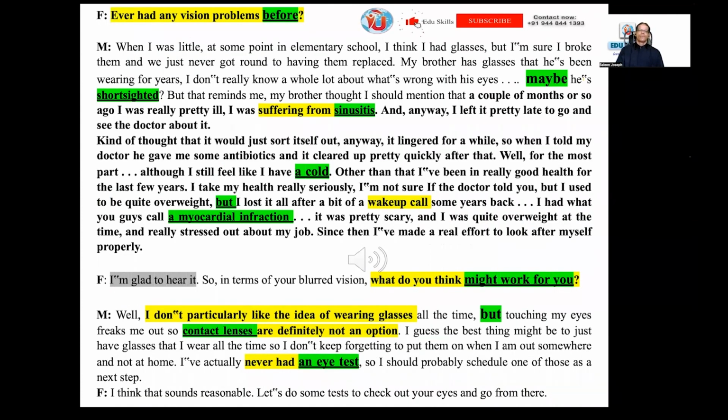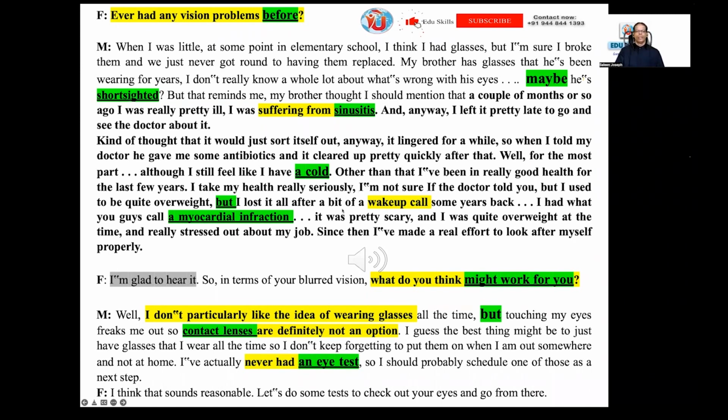Okay, so ever had any vision problems before? The background details, medical history and background details. So you see, I said maybe he is short-sighted. Maybe is the modal that will be used. Synonym used is possibly, that I will be showing you. I was suffering from sinusitis. Normally all these names or the conditions or the modal verbs or those contrasts will be the answers.